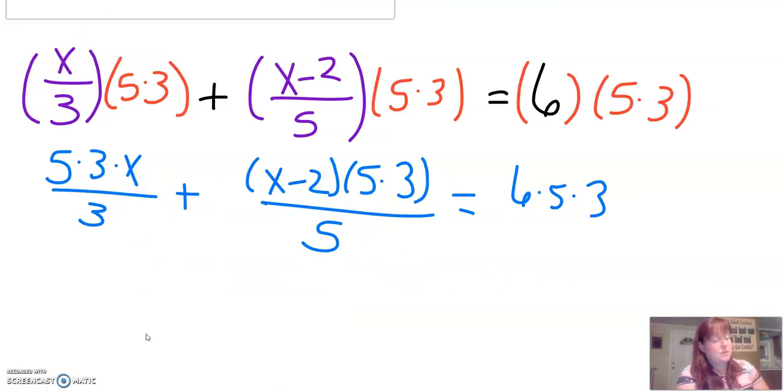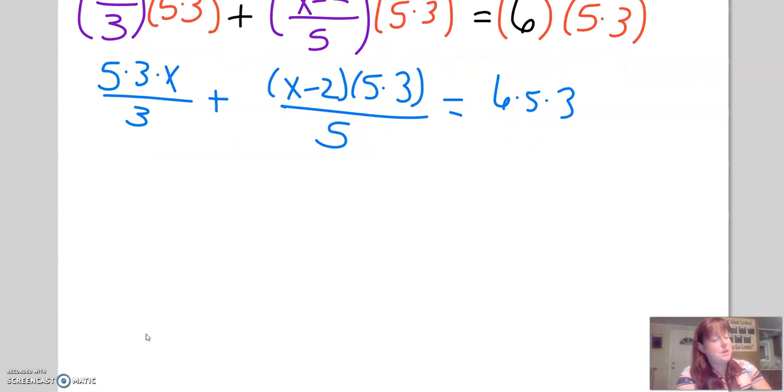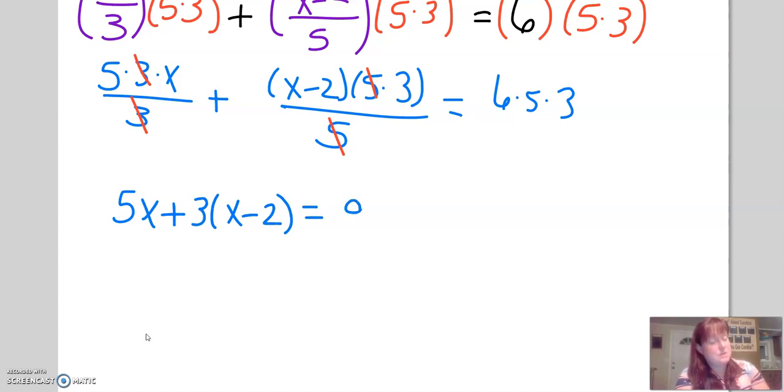Now I look at this and realize, oh, look, 3 on top and 3 on bottom, those cancel out. 5 on top, 5 on bottom, those cancel out. So I end up with 5x plus x minus 2 times 3, we'll just write it like that, equals, and then 6 times 5 is 30, times 3 is 90. Okay, and then now this is just a basic algebra problem. The fractions are completely cleared.